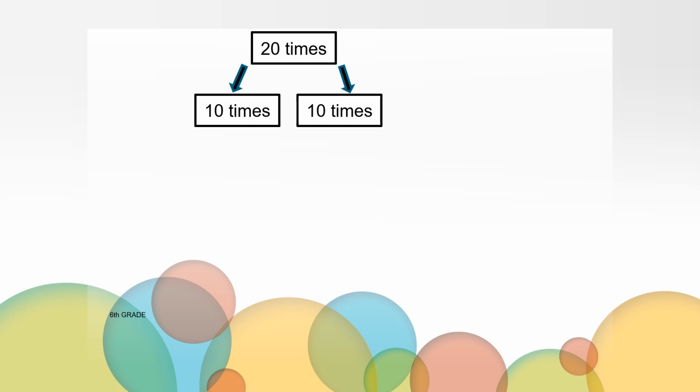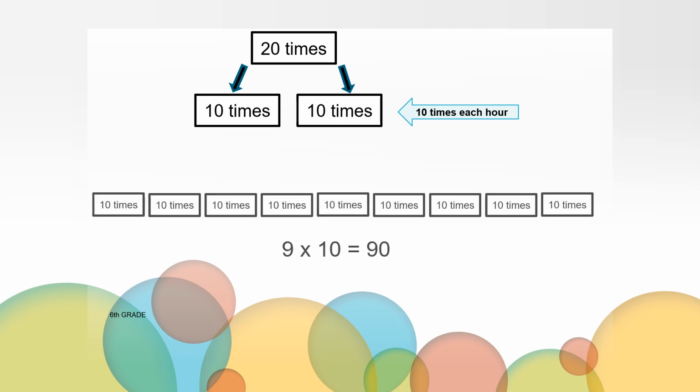Another way you might have thought about this is using a diagram. You can split up the 20 times into 2 separate hours. This may have helped you to see that Mom said stop arguing 10 times each hour. You may have used that information to help you find out how many times Mom said stop arguing in 9 hours. Nine hours times 10 times each hour equals 90 times.